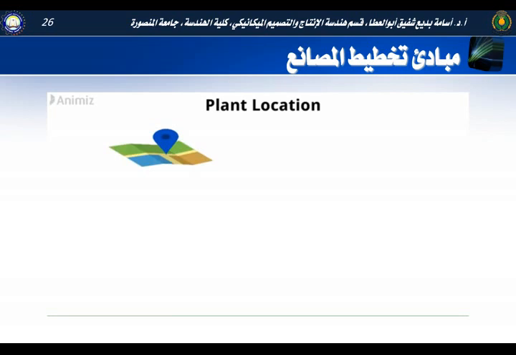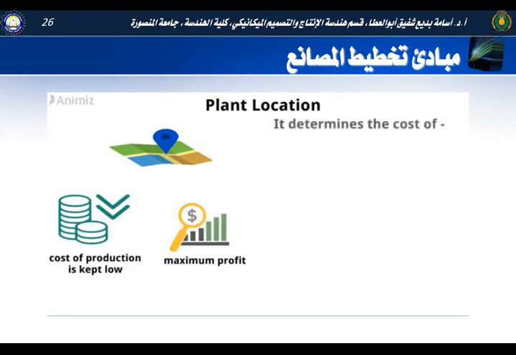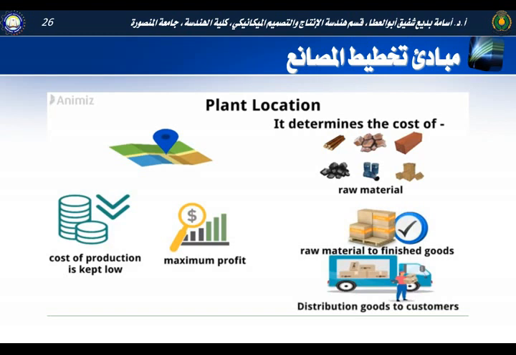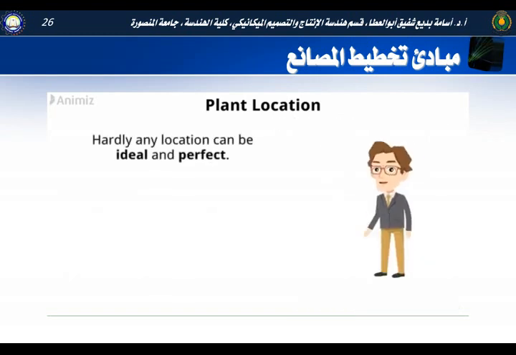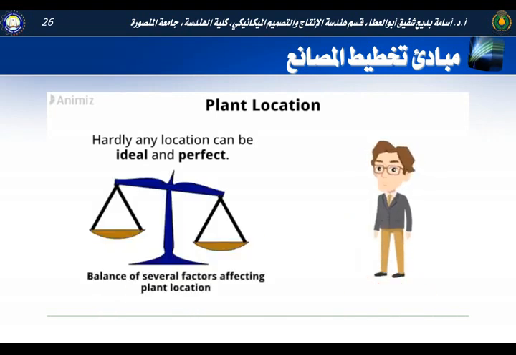A plant should be in a place where the cost of production is kept low in order to gain maximum profit. Identifying an ideal location is very important as it determines the cost of getting suitable raw material, processing raw material to finished goods, and distributing goods to customers. Hardly any location can be ideal and perfect. Decisions regarding selecting a location need a balance of several factors which affect plant location. Now we will discuss each factor separately.